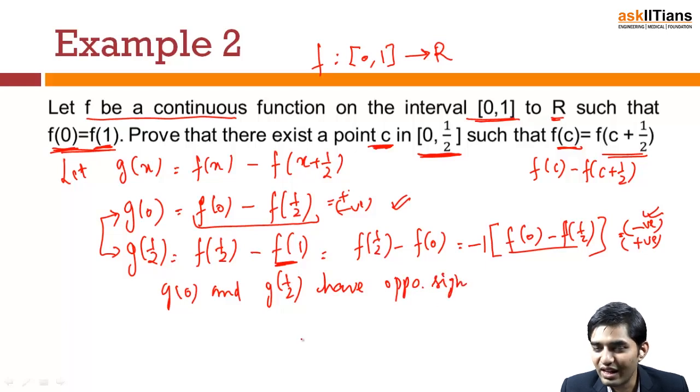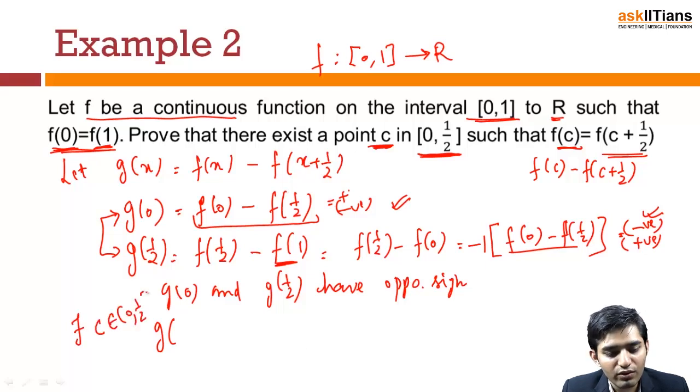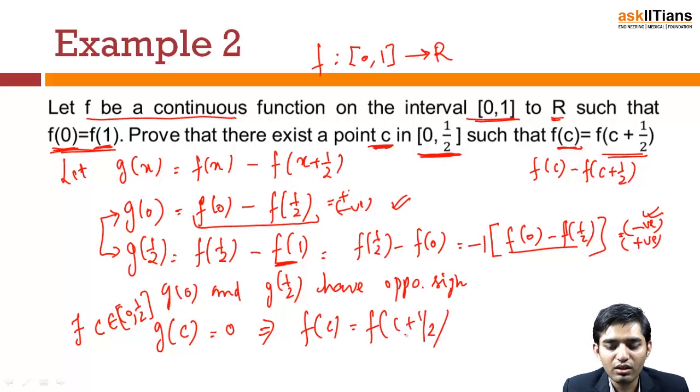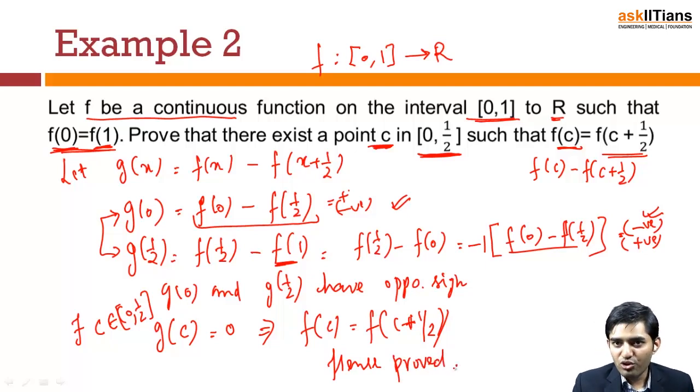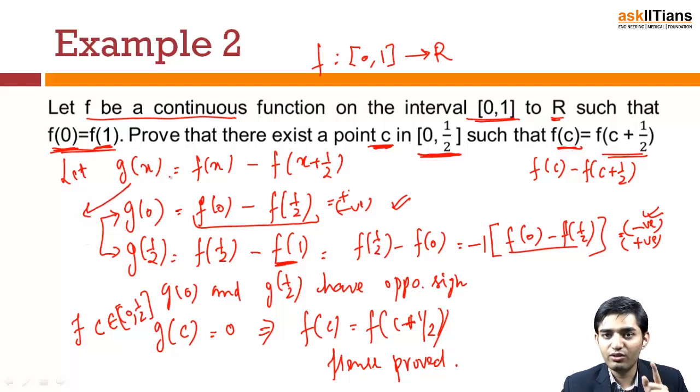If both have opposite signs, then what can I say? I can say that there will exist some c between 0 and half such that g(c) is equal to 0. And g(c) equal to 0 gives the required answer, f(c) equal to f(c plus half), hence proved. Understood? So this is a simple approach to solving this type of question. We assume a function, find the values, and prove that they have opposite signs, and that g is continuous. Here we forgot to prove that g is continuous. You have to prove that also.